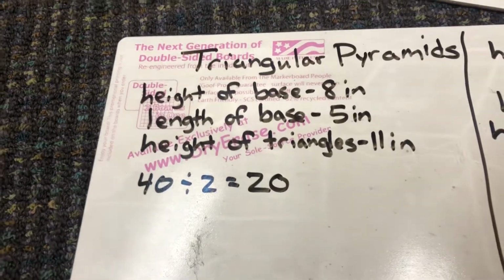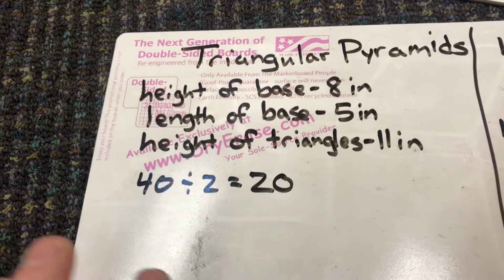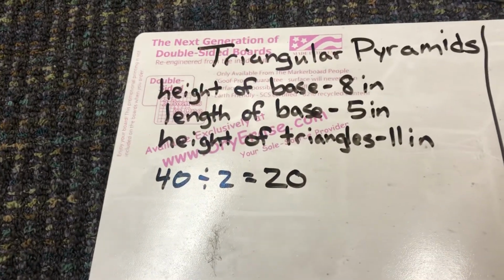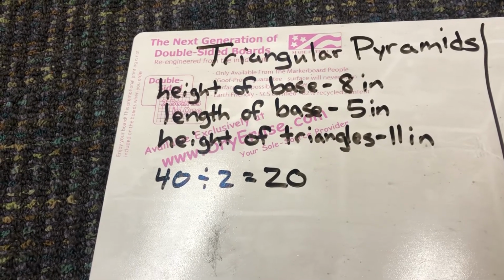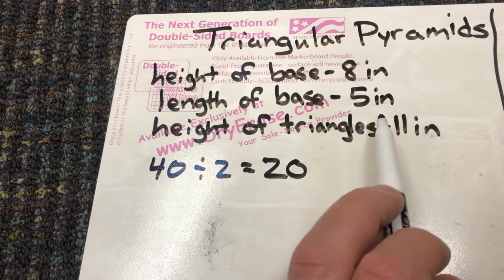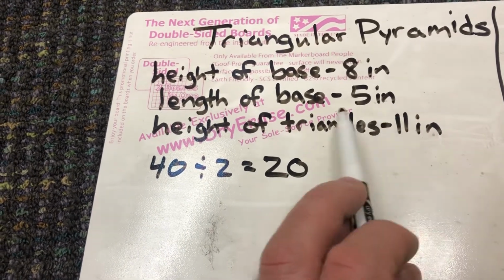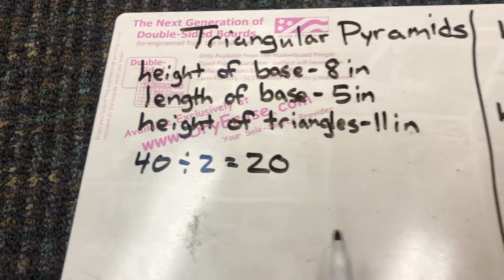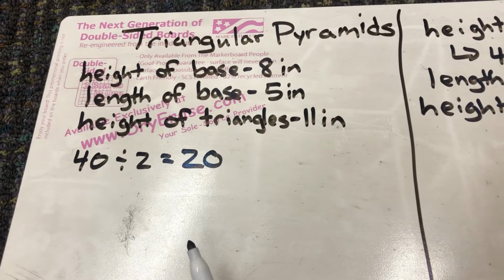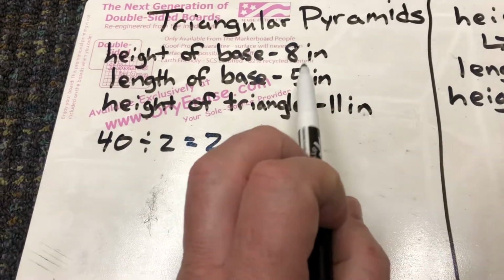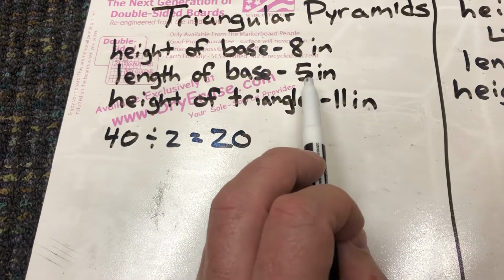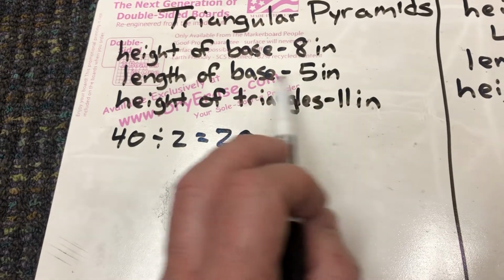Now, a triangle has 3 sides, so there's going to be 3 triangles rising up to my point at the top. They're all the same area because it's an equilateral triangle at the base. It says that the length of the base, okay, is 5 inches. The height of the triangle is 11 inches, okay? So I'm going to be doing 5 times 11. This is just the height of the triangle at the base. This is actually the length of the base, the length of the triangle. So this is the length of all the triangles here.